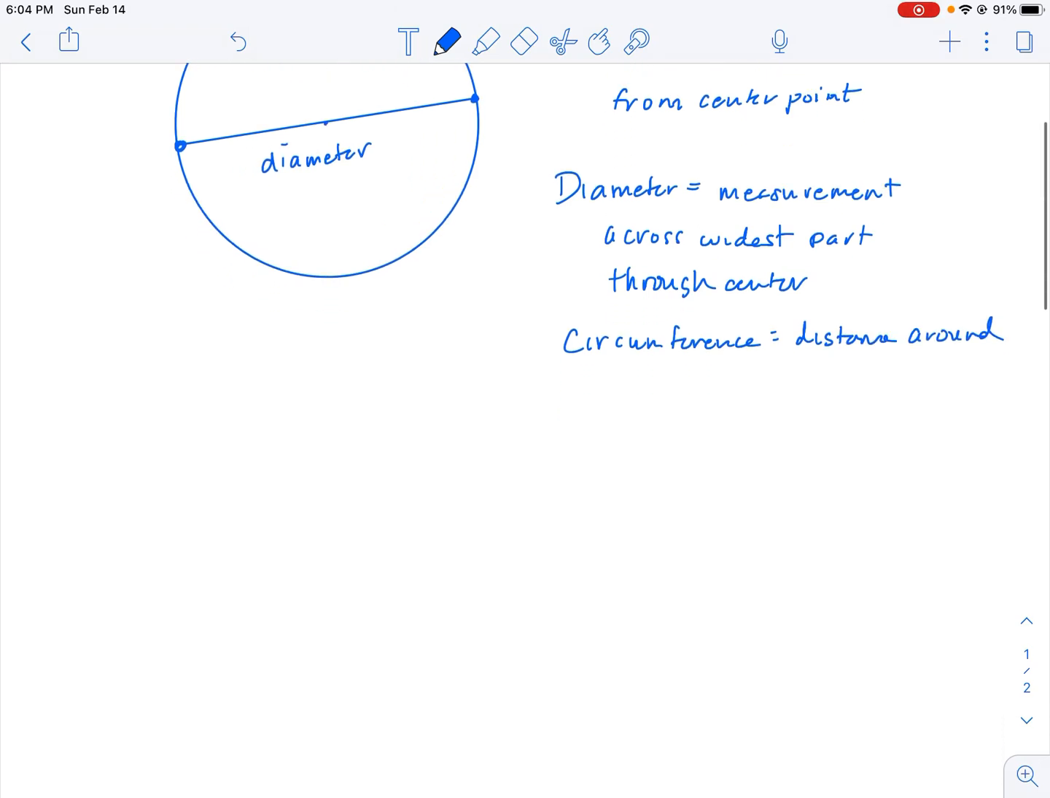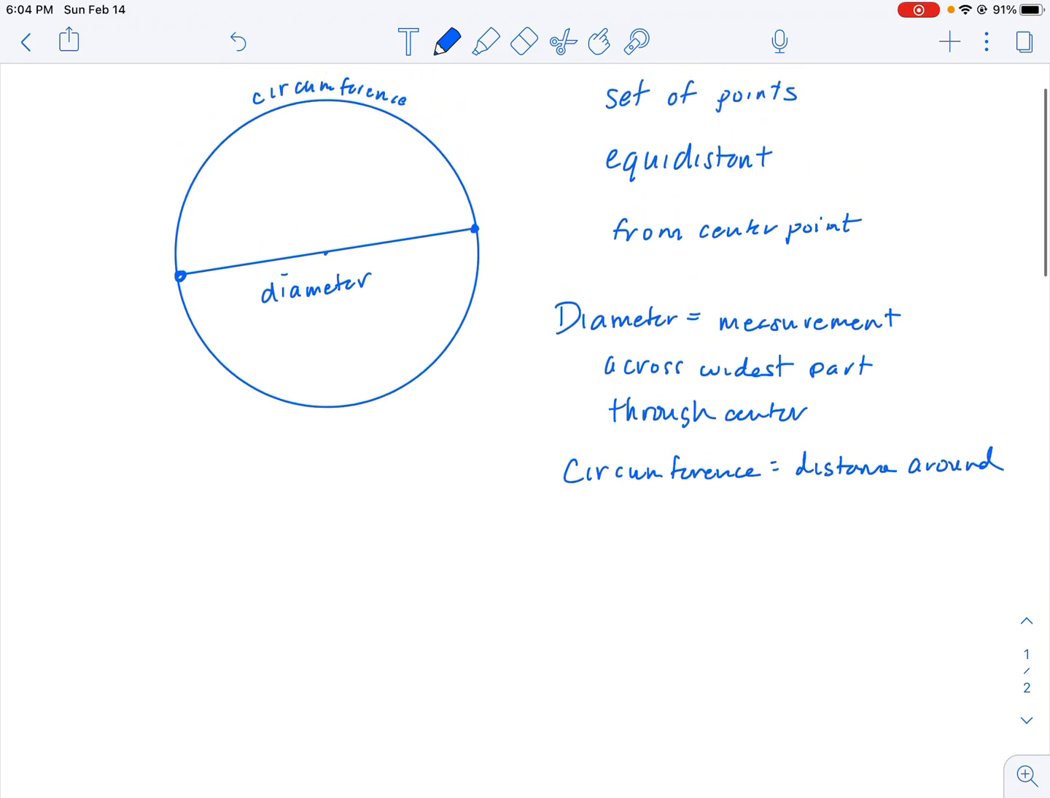And of course, we know that the relationship between those two numbers is a special number called pi. So the Greek letter pi is equal to the circumference of a circle divided by its diameter. We can rearrange that formula to say that the circumference of a circle is equal to pi times the diameter.